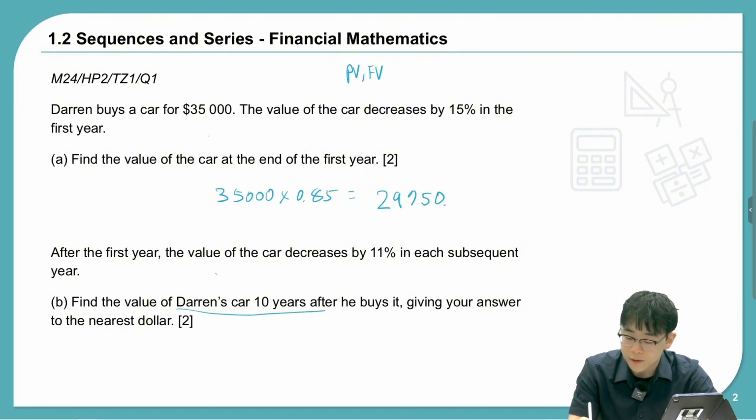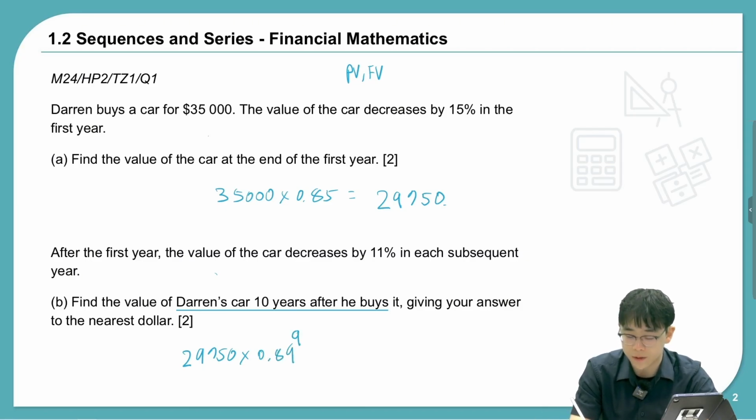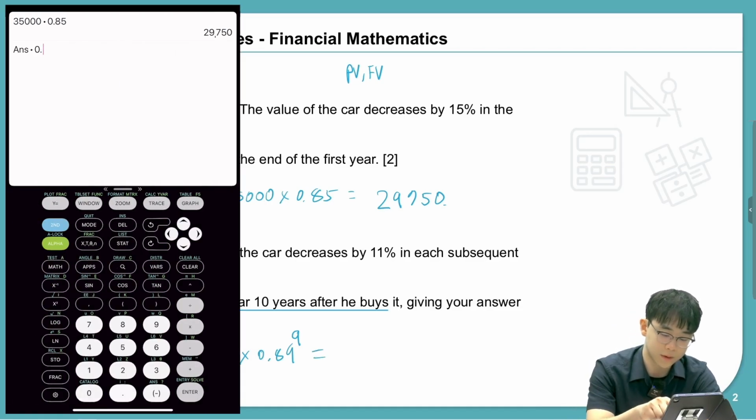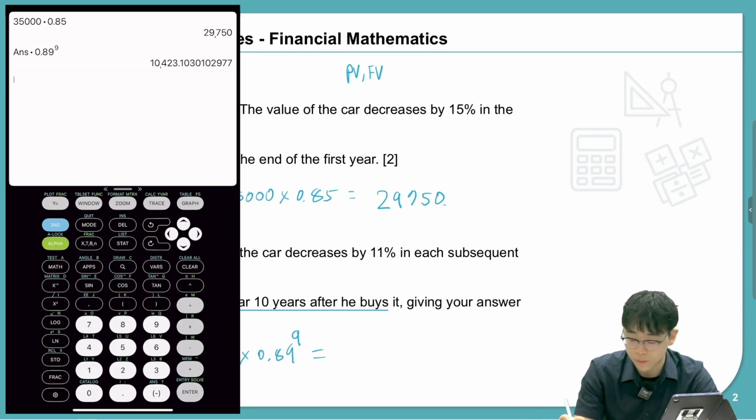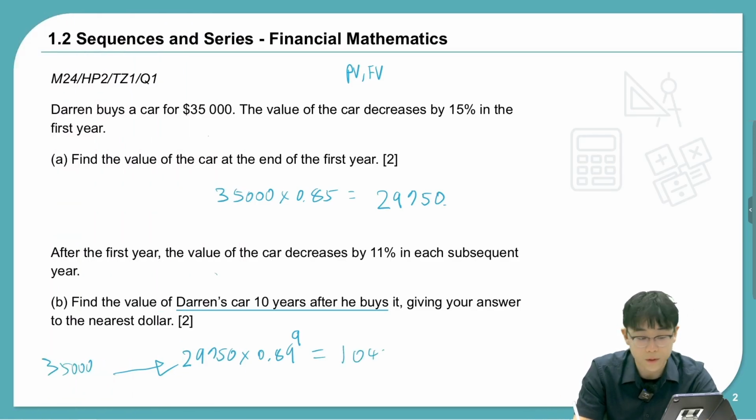After the first year, the value of the car decreases by 11% in the subsequent years. So let's find the value of Darren's car 10 years after he bought it. We have 29,750, and then it becomes 89% of itself because we decrease it by 11%, and this happens for 9 years. The first year it was 35,000, the second year it's 29,750, and then each year after that, we multiply by 0.89. That gives us $10,423.10, but rounded to the nearest dollar, it is 10,423.